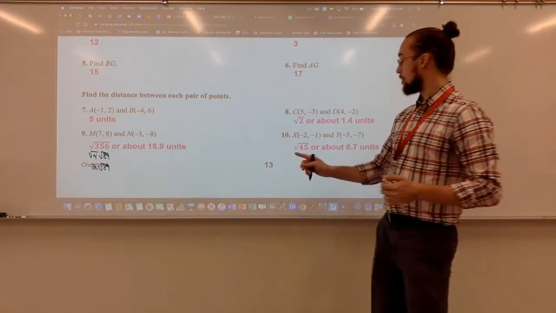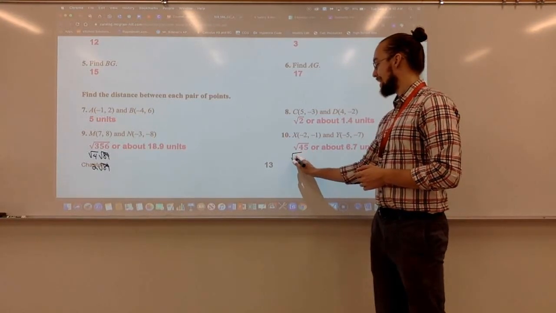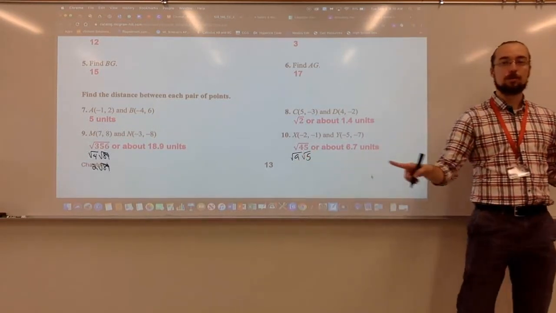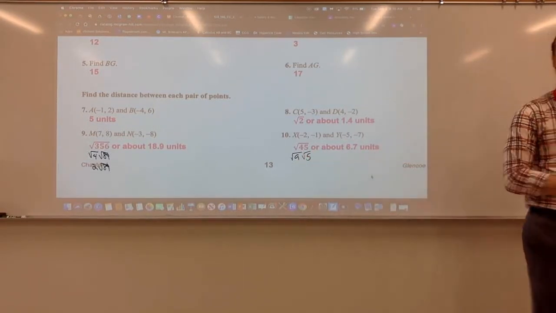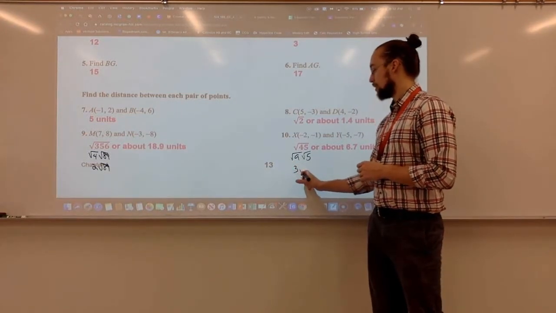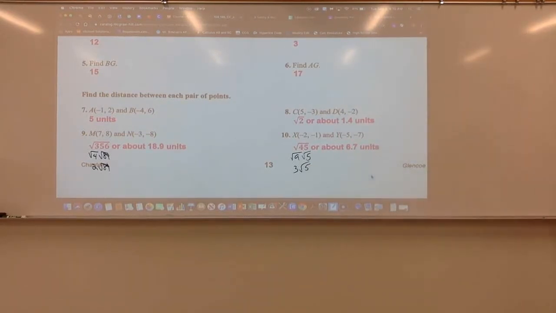Yeah, for the final answer, yes, because this will split up into the square root of 9 times the square root of 5. 9 ends up being the largest perfect square that divides evenly into 45, and then the square root of 9 is 3. So 3 radical 5 would be the final answer for this one. Okay? Feel okay with that? Do we want another practice one or two on that idea, or we feel good?